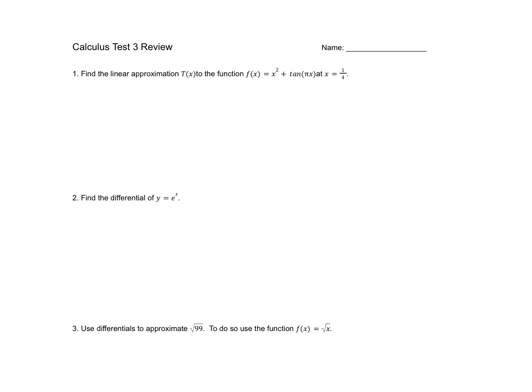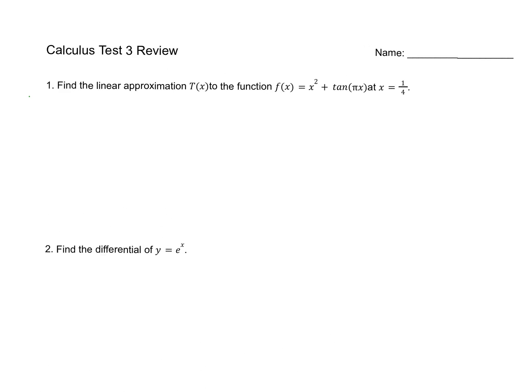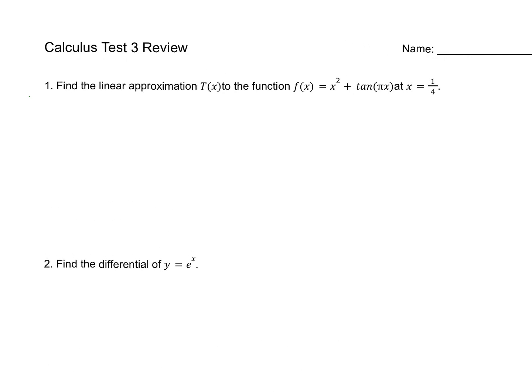All right, we're going to look at some problems that will help you for your upcoming test 3 on some of our applications of derivatives. So if we look at our first problem, this says find the linear approximation to the function f of x equals x squared tan pi x at x equals 1/4. So this is where we're trying to approximate our function with a linear equation.